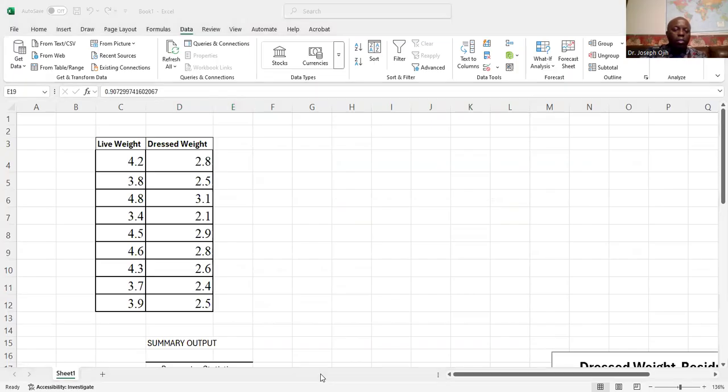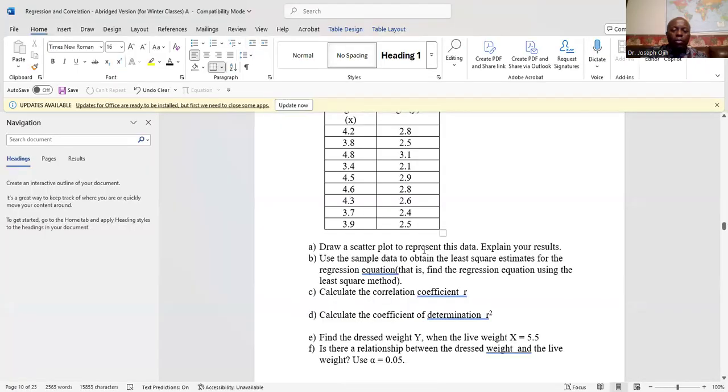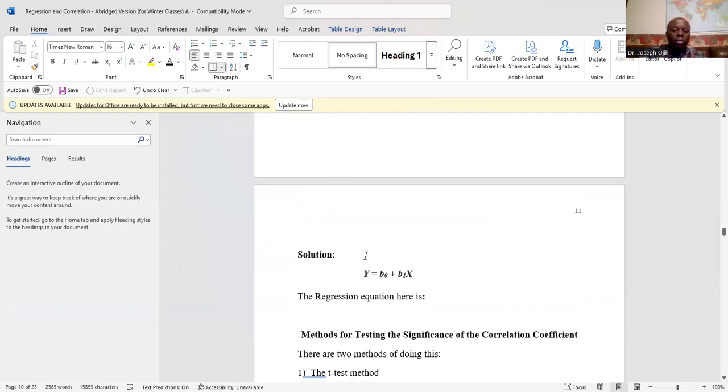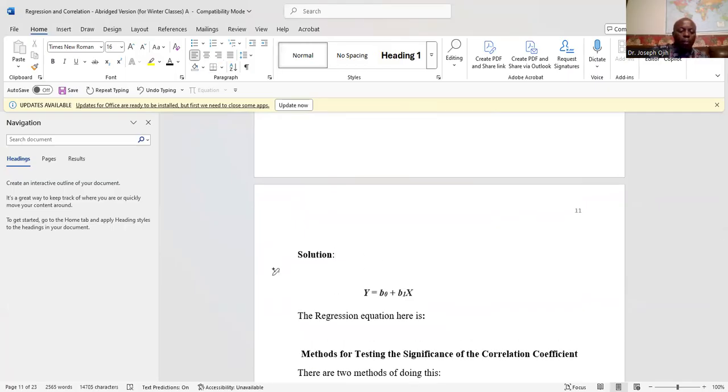Let's start with the first question they asked us. The first question was to draw the scatter plot. So I'm going to do it right here. Solution, Part A.